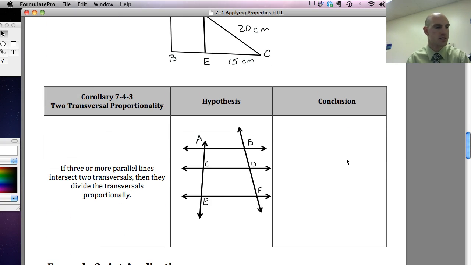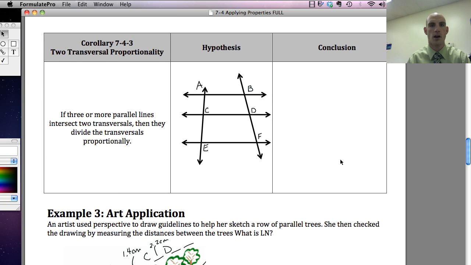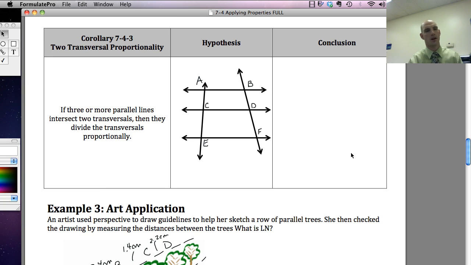So welcome back. This is the second part of applying similarity, and what we're going to talk about today is the two transversal proportionality corollary. Now what we have here is two transversals, AE and BF, and three or more parallel lines dividing them. It kind of looks like this. AB, CD, and EF are all parallel. Okay, and so that's what we're looking at here.